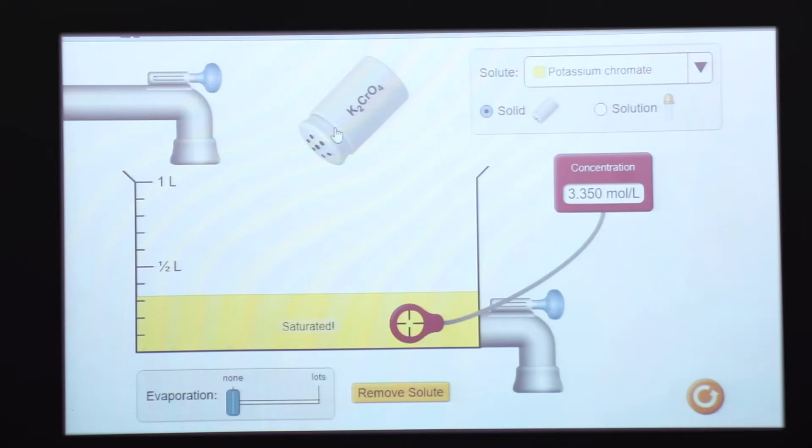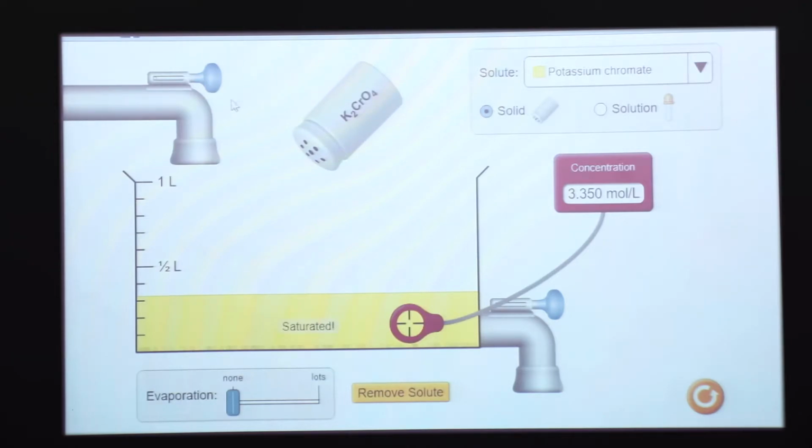Then the point is reached when the more you add the solute particles, the more they remain at the bottom of the beaker, showing that the solution is unable to dissolve the new incoming solutes. And at that particular point, the concentration does not change.